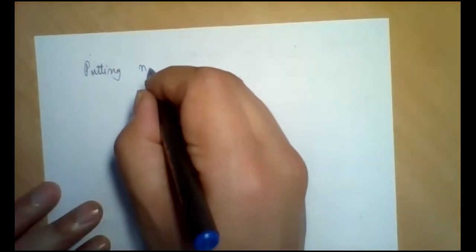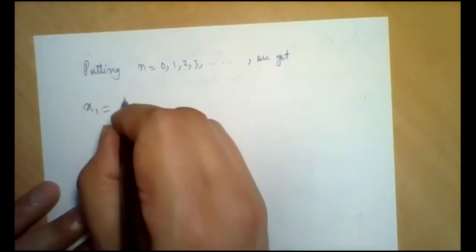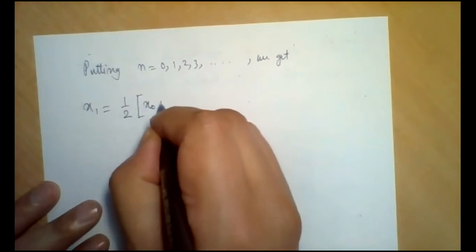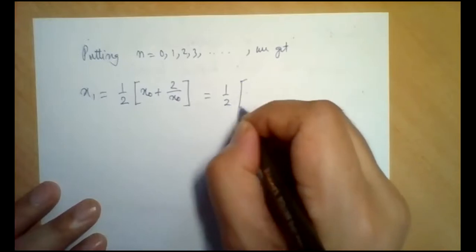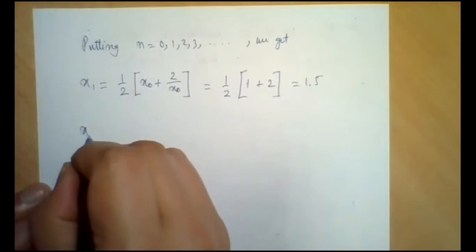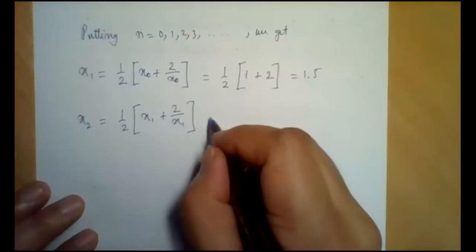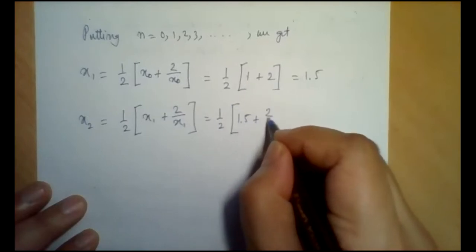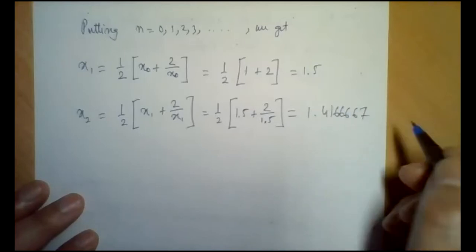So let me write it here. Putting n equal to 0, 1, 2, 3 and so on, we get x1 equal to 1 by 2 x0 plus 2 by x0, and x0 is 1. So x1 is 1 plus 2 by 2, this is 3 by 2, this is 1.5. Next, x2 equal to 1 by 2 x1 plus 2 by x1. Now x1 is 1.5, so this is 1 by 2 times 1.5 plus 2 divided by 1.5. And this value will turn out to be 1.416667 and so on.